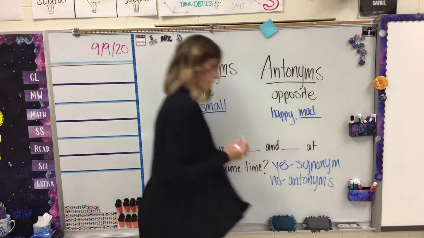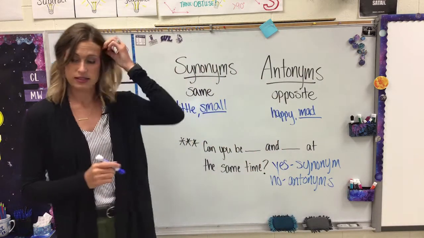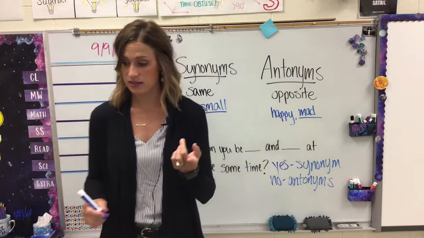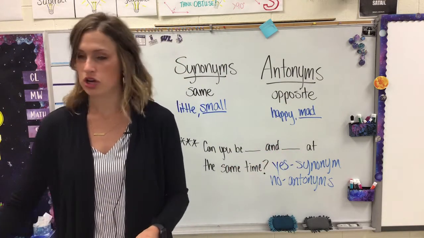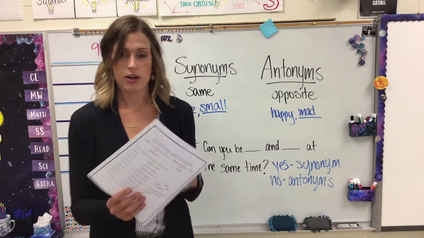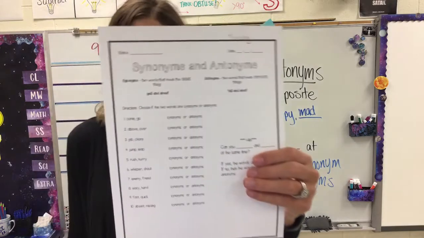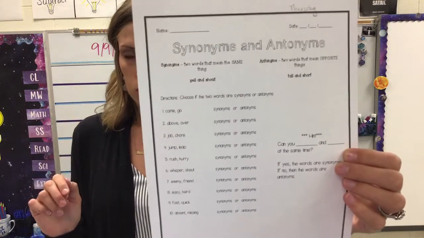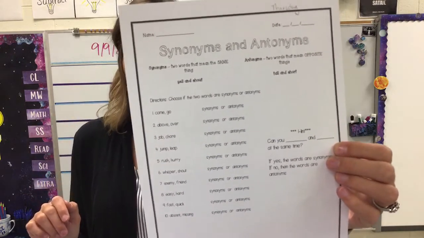So in our worksheet for today, what I want you to do is think about that same question. Can you be blank and blank at the same time? If it's yes, then it's a synonym. If it's no, then it's an antonym. All right? Take out your worksheet. Your worksheet for today is your synonyms and antonyms worksheet. It should be found in your Thursday folder. Go ahead, take that out, and let's get working on it.